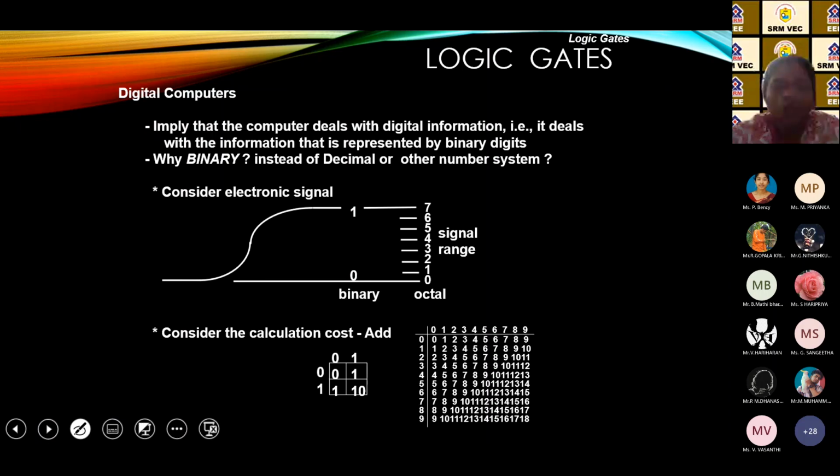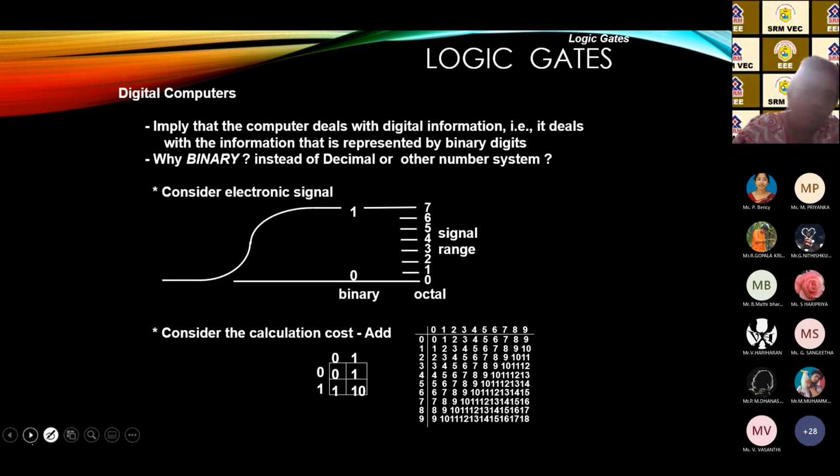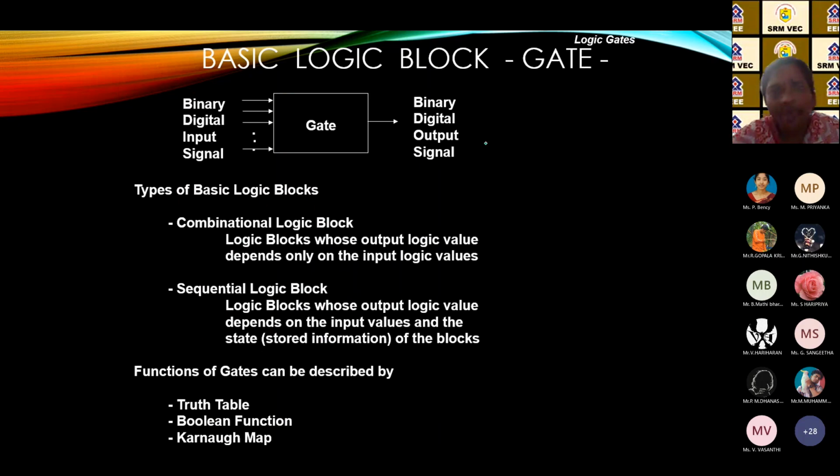Okay, next. We know that in an analog system, the voltage and the current vary with respect to time and their magnitudes are also changing. But in the case of a digital computer system, the computer deals only with digital information, that is binary. In the case of binary, the computer has a memory system which can store 0 or 1. So that is what is represented here. The basic logic block is one wherein the binary digital input signal is taken to the gate and it produces the digital output signal.